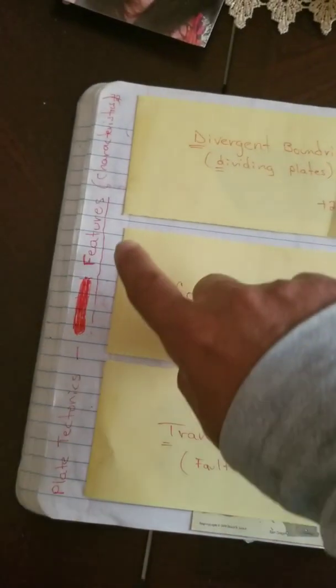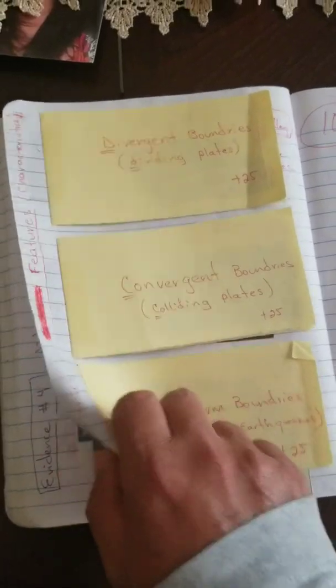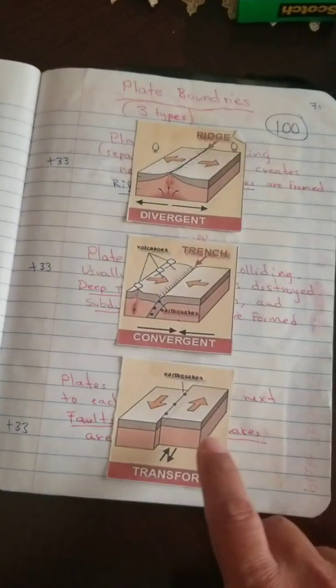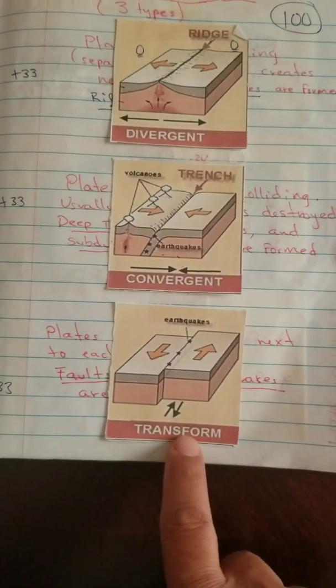Okay, so the features that we're going to be looking at are inside the flip. Just to summarize, these are the features we're going to be looking at. These are the transform boundaries.